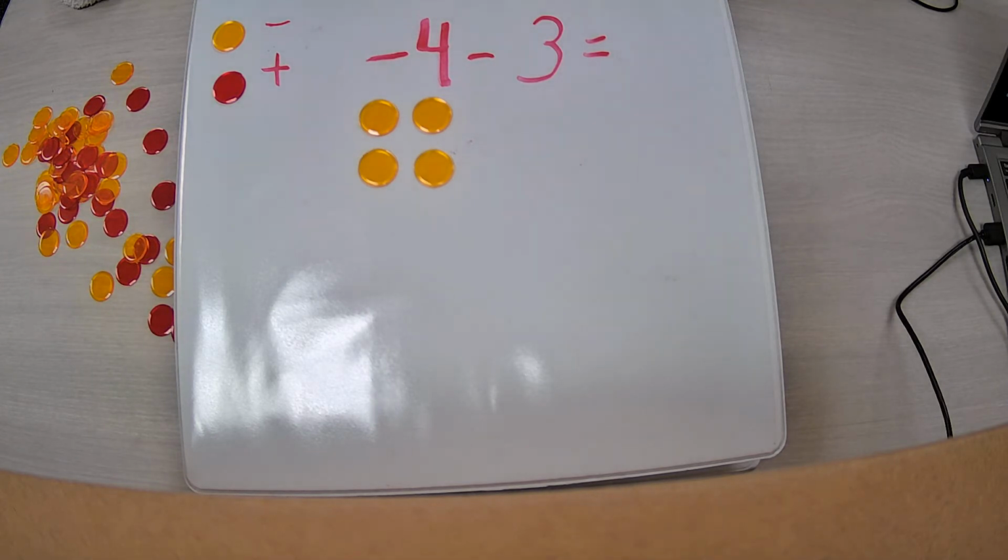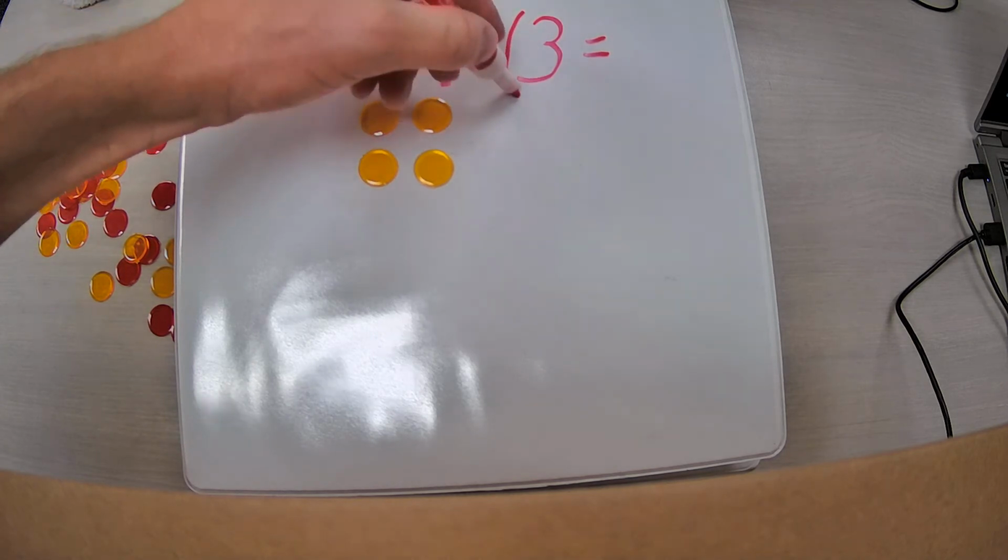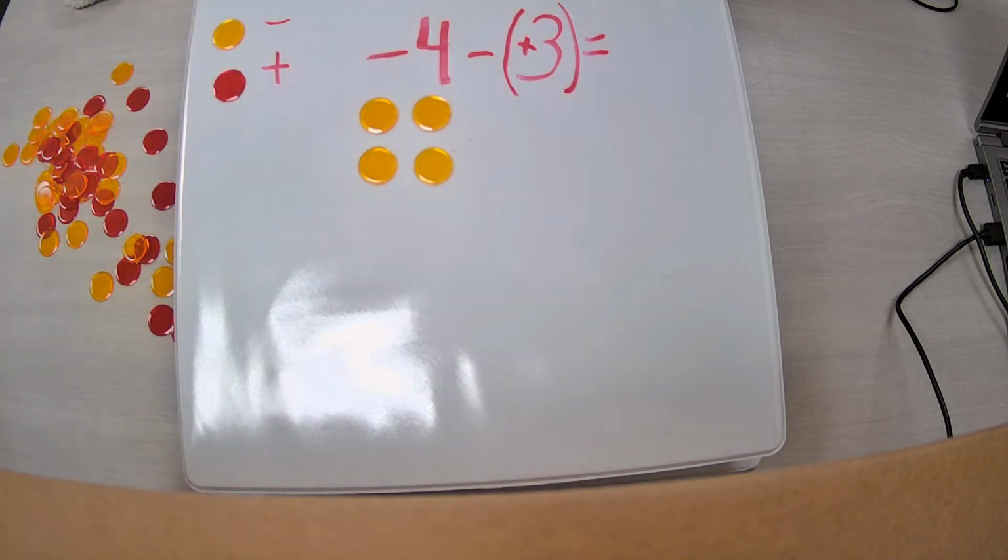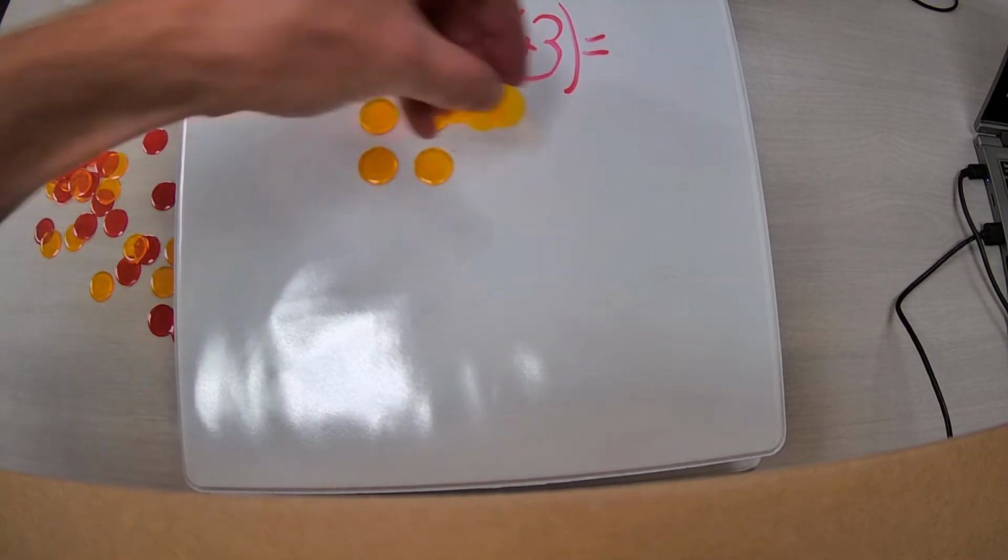Alright, in this problem we have negative 4 minus 3. Is that 3 a positive 3 or a negative 3? Well, that 3 is a positive 3. Okay, so now we need to figure out how we can solve this problem. Negative 4 minus a positive 3. Well, there's no positive chips out on the board, so we need to make some 0 pairs.